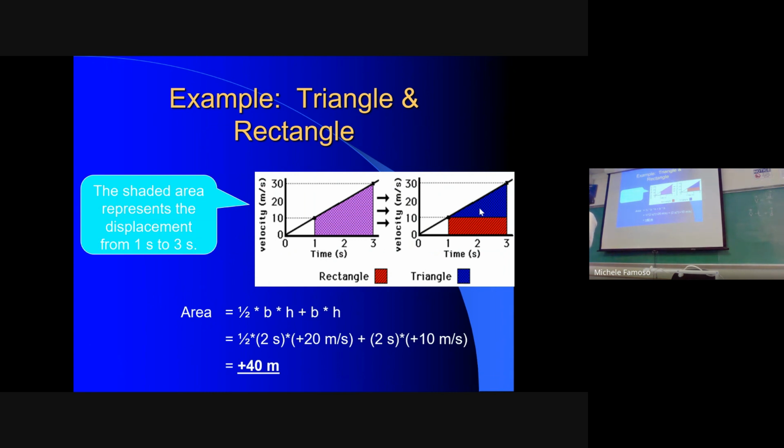What's the average of positive 10 and positive 30? Add them up, positive 20. So if I did it this way, I would just take positive 20 meters per second and multiply it by the amount of time, 2 seconds. What does that give me? Positive 40 meters. Isn't that the same answer we get by combining the two areas? So the method you choose to use is up to you. Okay? Questions? All right, let's practice this then. In your packet, turn to page 17.